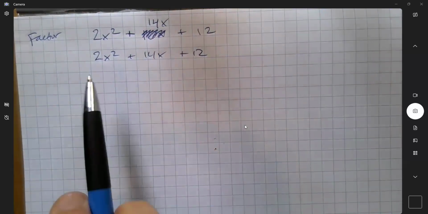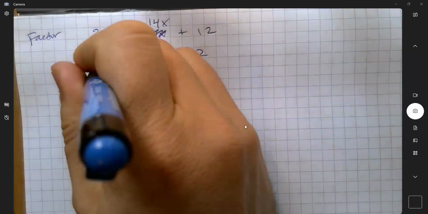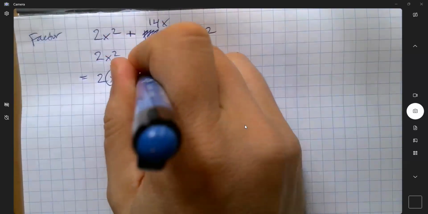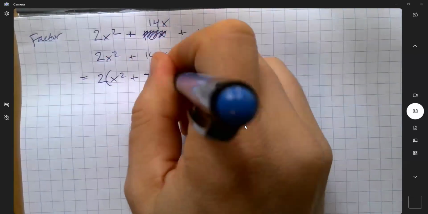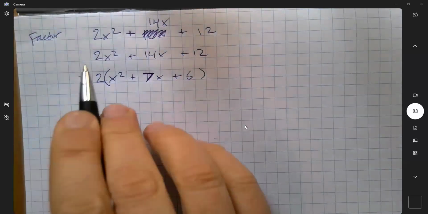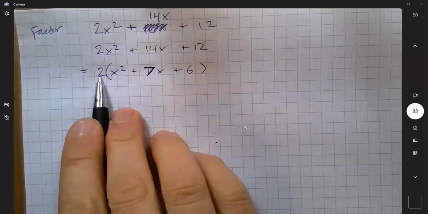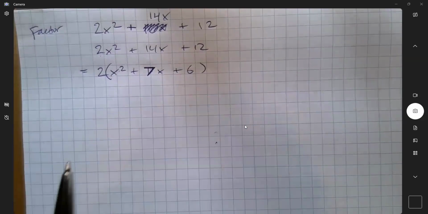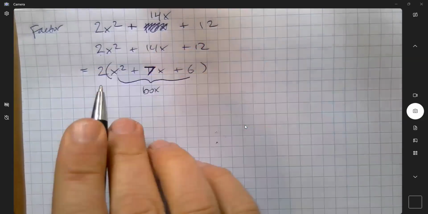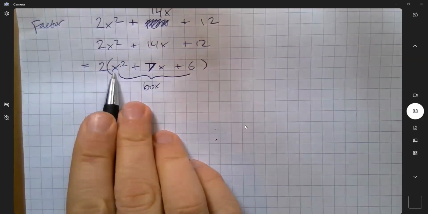Well, you could do the box method carrying around that 2, but I think it makes more sense to factor the 2 out of the whole polynomial before you do your factoring. 2x squared plus 14x plus 12 equals 2 times x squared plus 2 times 7x plus 2 times 6. And then you can do the box method on what is now a quadratic with a coefficient of 1.